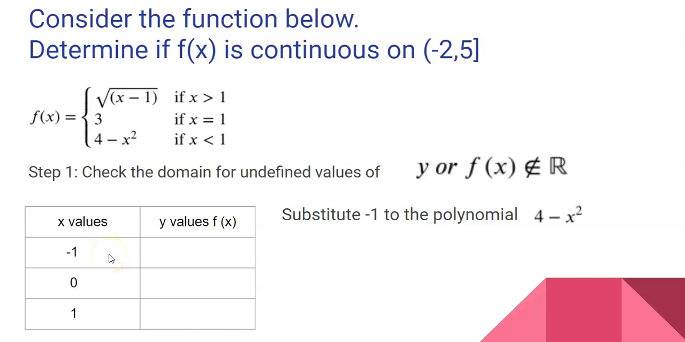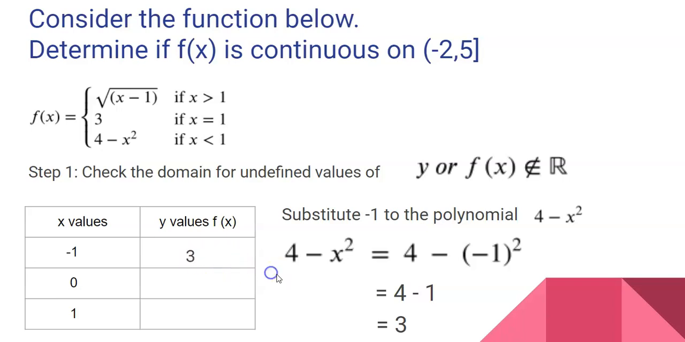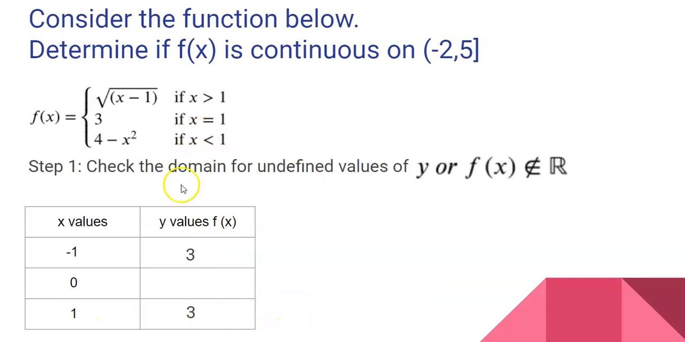So if our x value is -1, then that would be x less than 1. So the expression we're going to use is for negative x squared. And here's the substitution process. So if x is negative 1, then the y value is 3. Now, if the x value is 1, automatically the value is also 3.